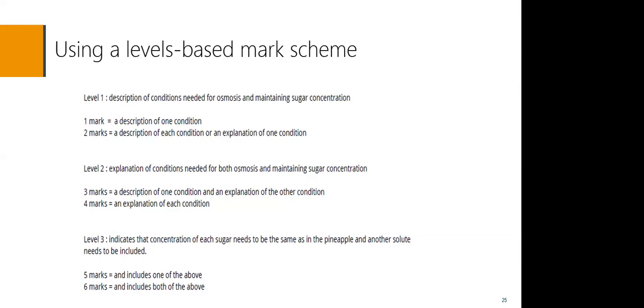And the candidates have to achieve all of level 1 in order to move on to level 2, and the same, all of level 2 to move on to level 3. So it's not a question of just counting up the number of indicative marks they've got. They've got to fulfill 1 level before they can move on to the next level.